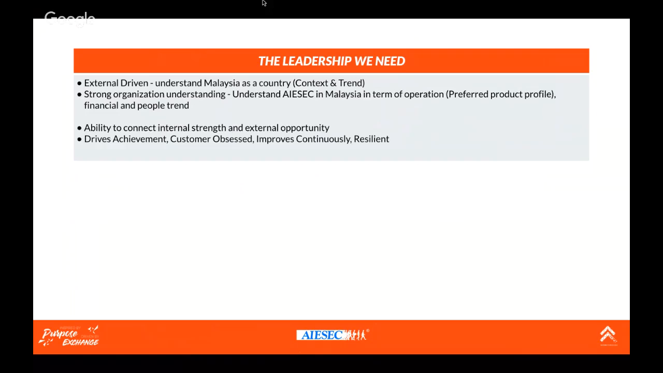Okay, so the ability to connect internal strength and external opportunity. They are able to drive achievement. They are customer obsessed, which is partner of an EP. They always strive for continuous improvement, and they are resilient. So all these things you can take note of if you are VP IGV looking for a director for PD4iGV.